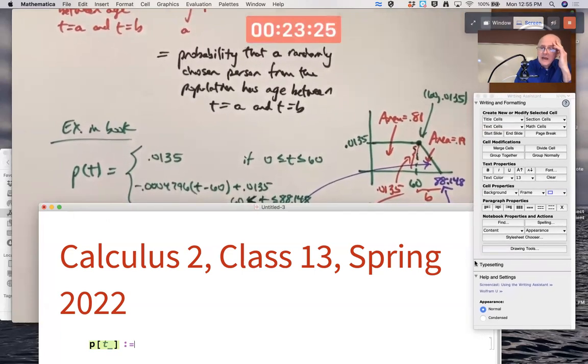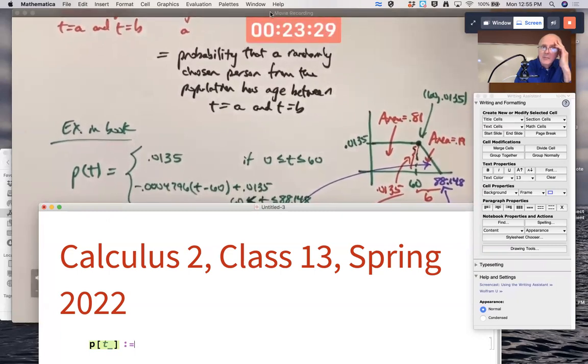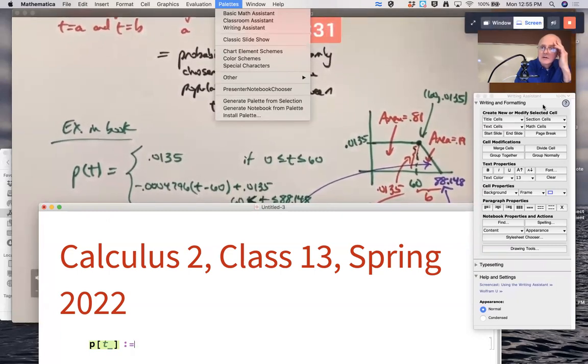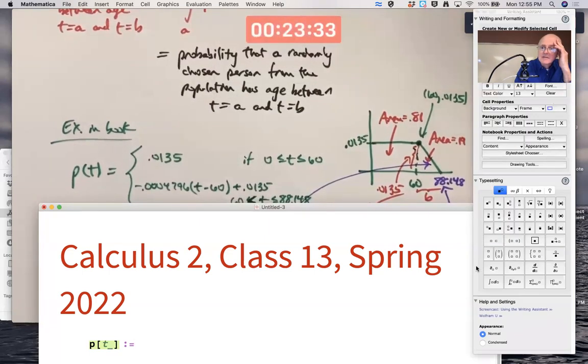You can get a piecewise formula in here. If you go to the writing assistant here through the palettes menu and go to typesetting, there's a button right there, piecewise button, and it pops up here.